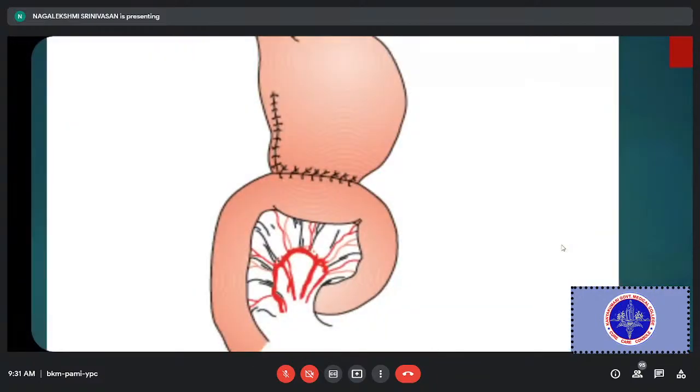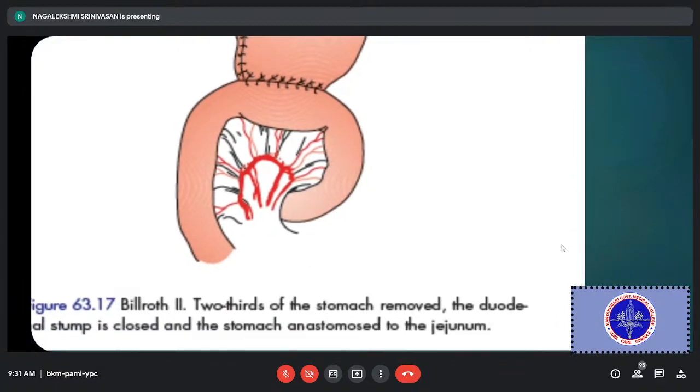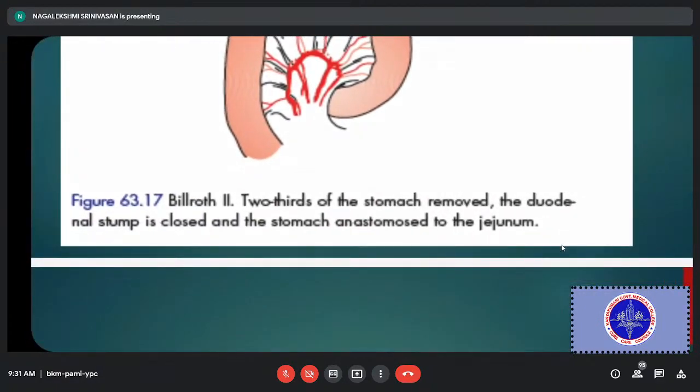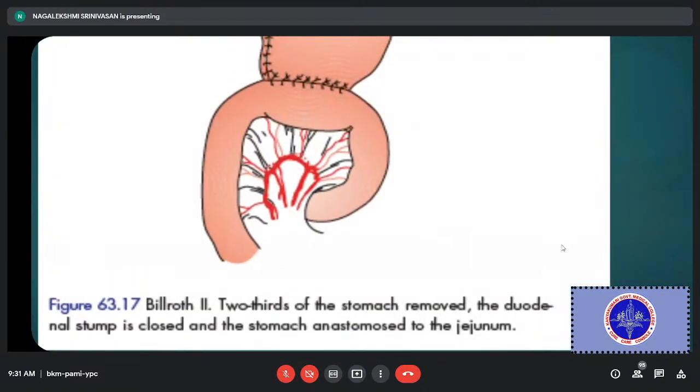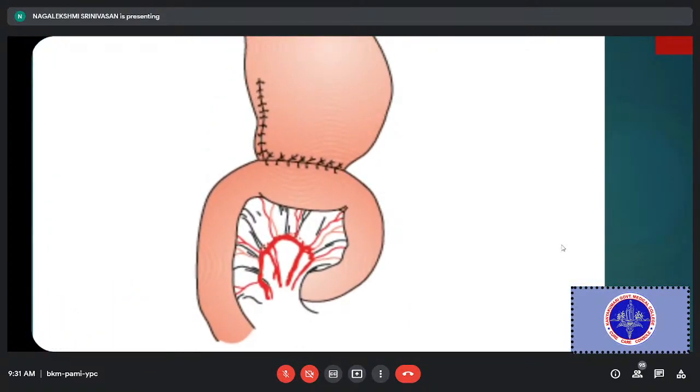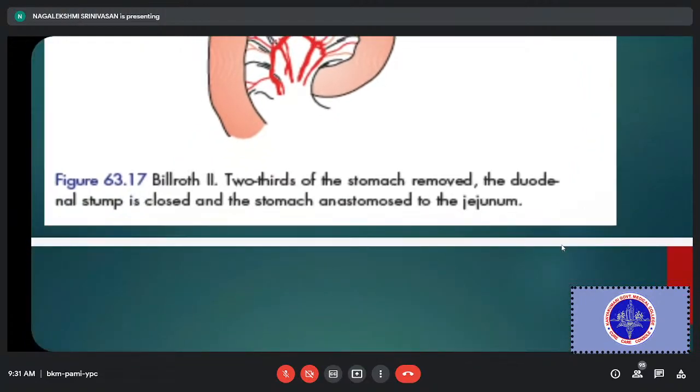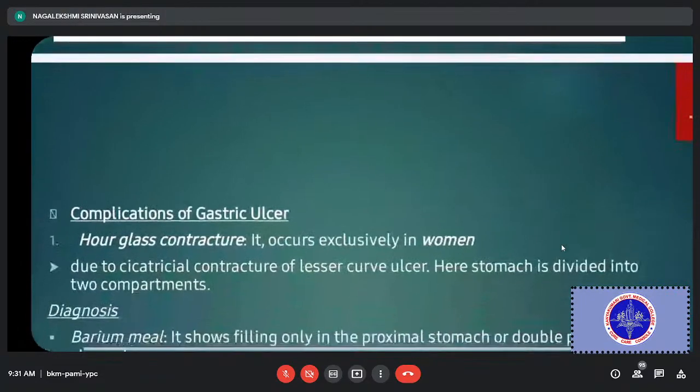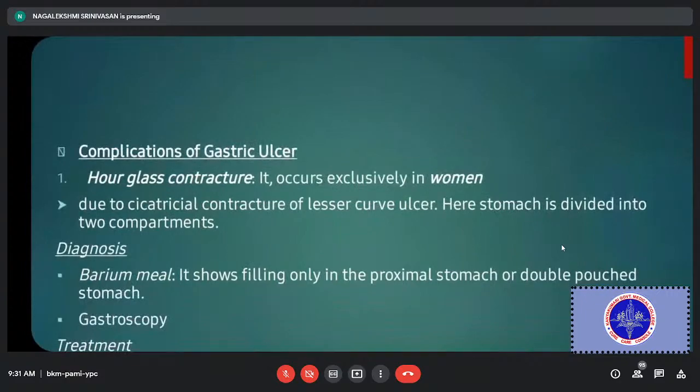Okay. This is the picture showing the distal portion of the stomach getting anastomosed to the jejunum. This is the Billroth 2. Two-thirds of the stomach is removed, and the duodenal stump is closed. The duodenal stump will be to the right of the stomach and is closed, and we will be anastomosing the stomach to the jejunum.